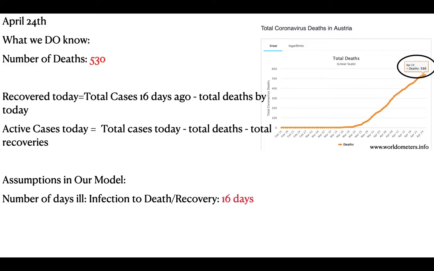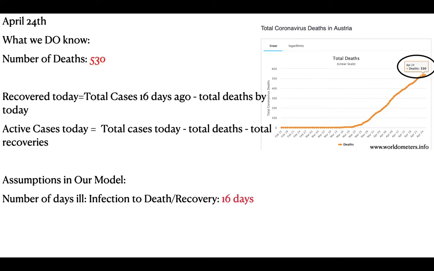Okay, so how do we calculate the recovered? Since it takes 16 days for you to recover, we need how many cases we had 16 days ago. And then we're going to take off the people that have died in the following 16 days. Okay, and then for the active cases, if you think about, well, who is active today? Well, it's all the cases that we have on record today, minus the people that died, minus the people that recovered, and the only people that are left are the active ones.